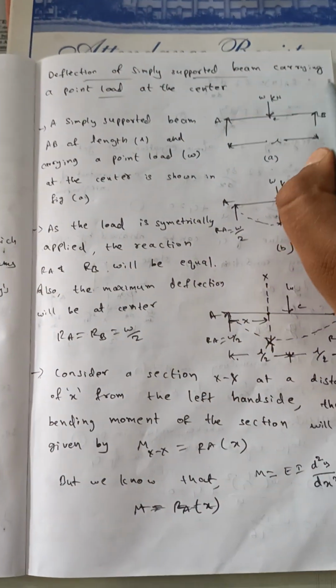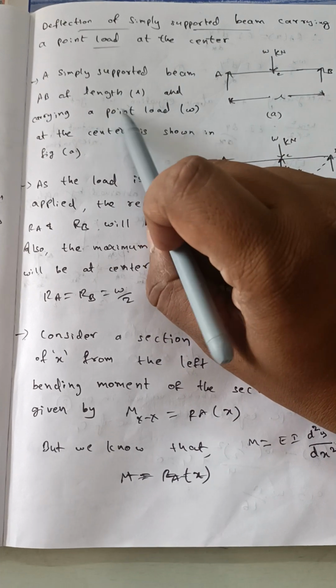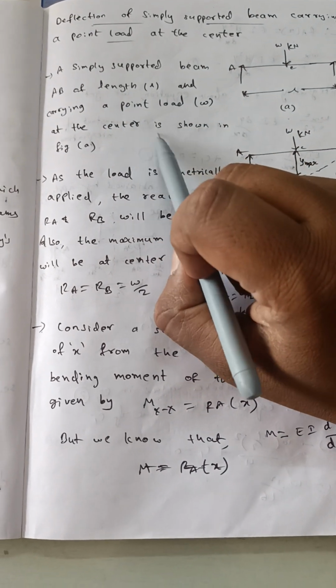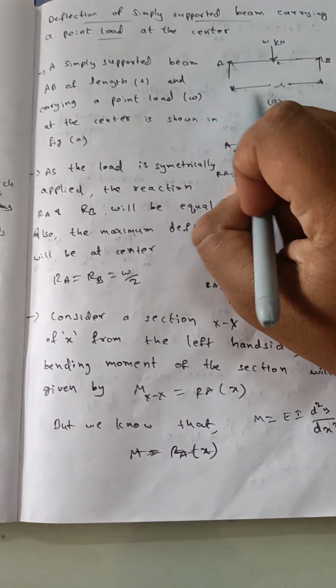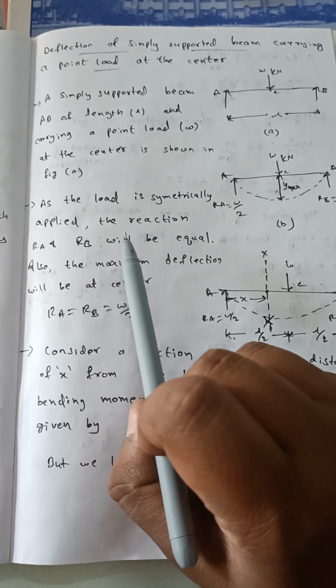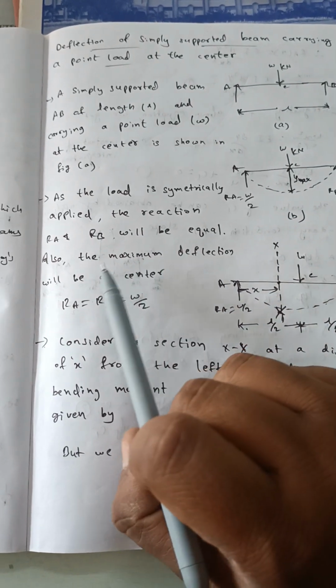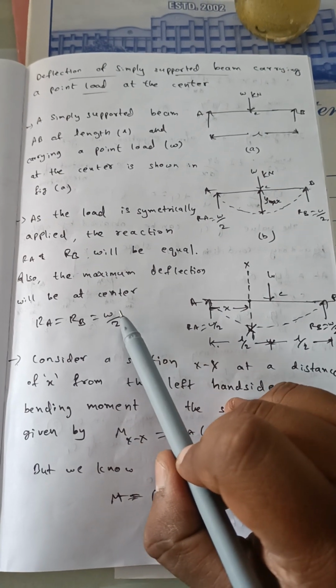So, deflection of a simply supported beam carrying a point load at the center. A simply supported beam AB of length L and carrying a point load W at the center is shown in the figure. The load is W, acting at the center, and the length is L. As the load is symmetrically applied, the reactions RA and RB will be equal. Also, the maximum deflection will be at the center. RA equals RB equals W by 2.